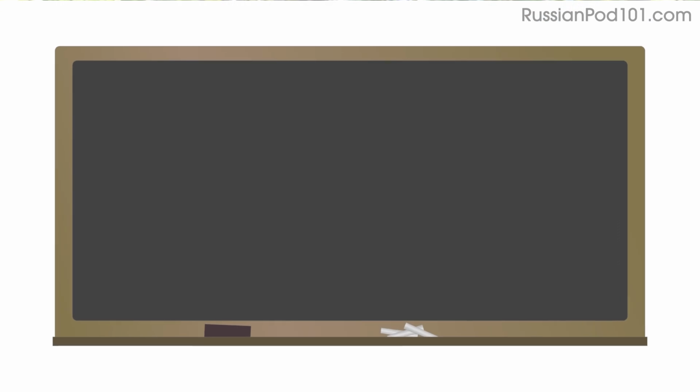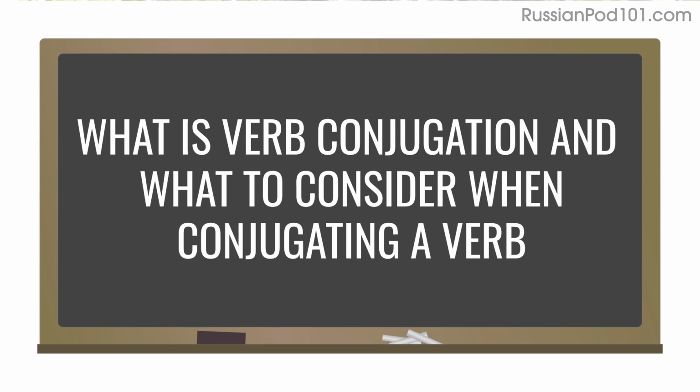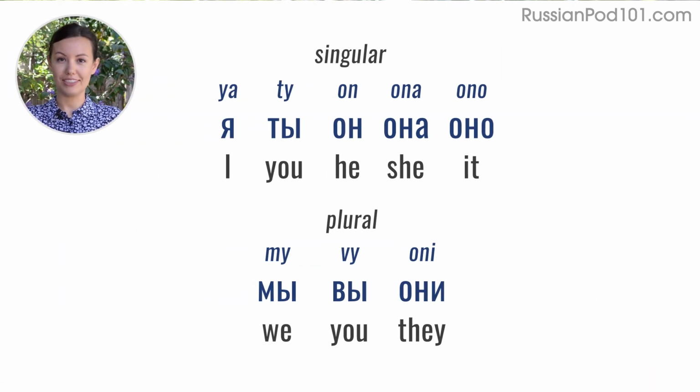The question for this lesson is, what is verb conjugation and what to consider when conjugating a verb? Verb conjugation is a change in the form of the verb depending on the number and person. Just like in English, there are 3 grammatical persons in Russian. For singular, they are я, I, ты, you, он, она, оно, he, she, it. For plural, they are мы, we, вы, you, они, they.